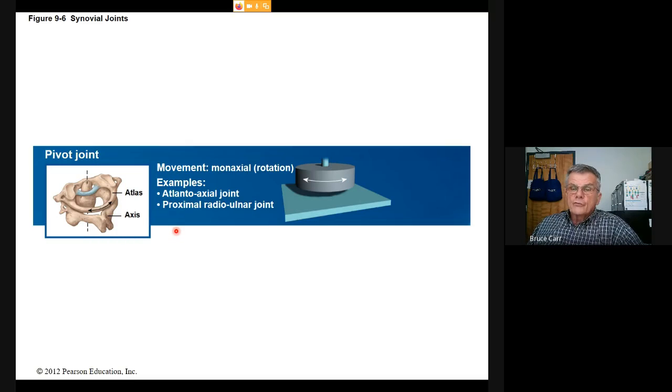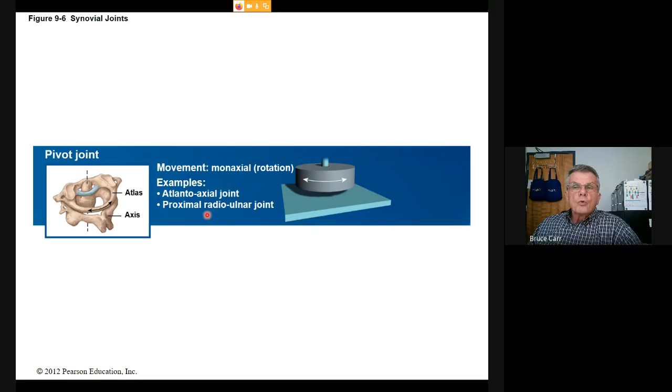A pivot joint is for rotation. The atlanto-axial joint is shown here. A post on the midline that we call the dens of the axis provides the axle of rotation. This loop on the atlas fits around it and is even tied in with a loop of ligament. That allows the atlas to rotate left and right around the dens. So it is the C1 to C2 connection that allows us to shake our head, to rotate it left and right. Now, another example is a little harder to explain.